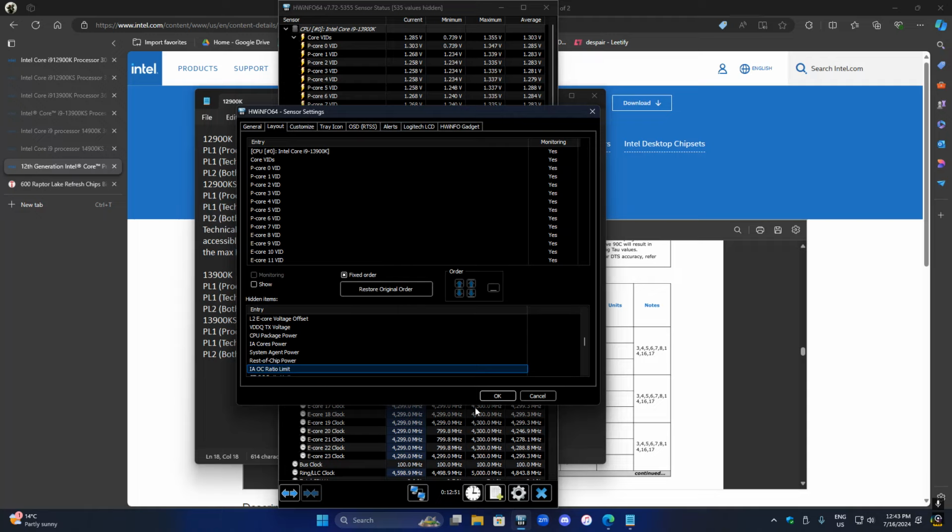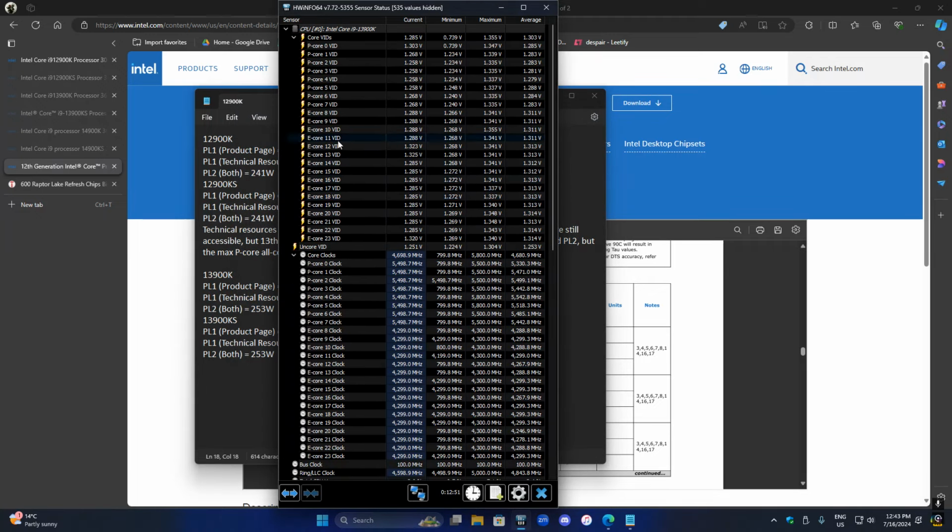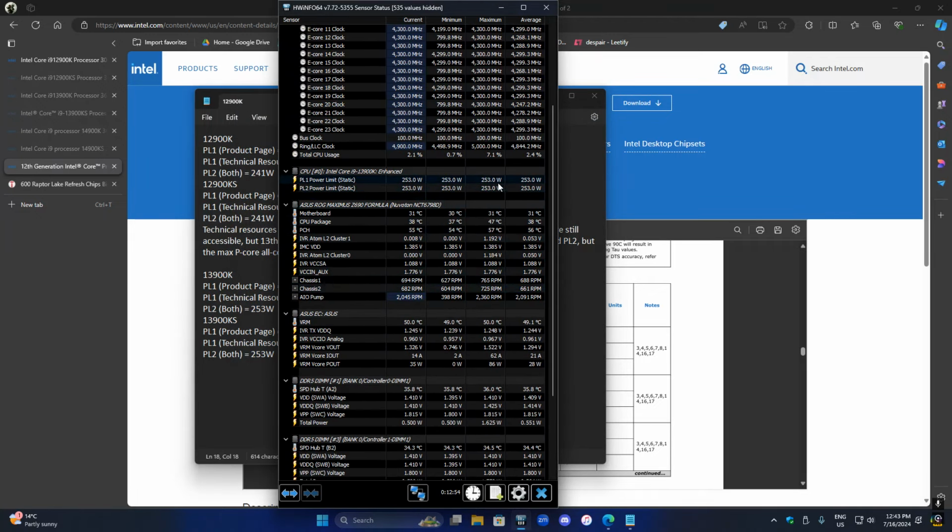I am very, very confident if someone has a copy of those old documents, PL1 and PL2 were matched, just like Asus do it, just like every other vendor does it on the i9s. PL1 and PL2 are matched. I am very confident. Very, very, very confident.